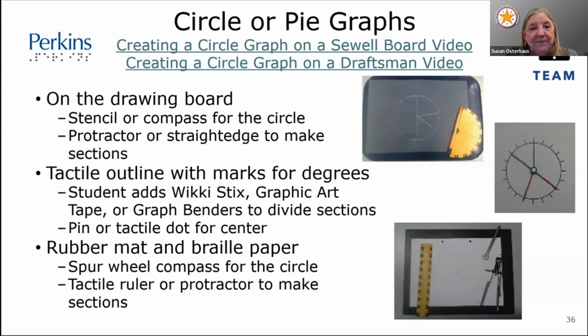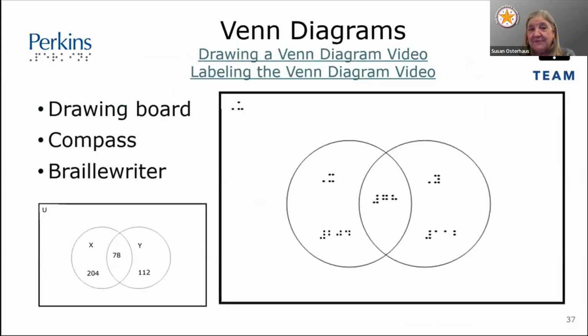Okay, let's keep going. Now, Venn diagrams. I love Venn diagrams. The students are really pretty good at this. They love drawing the circles and making sure that the intersection spot is big enough for them to be able to braille in this case, 78.